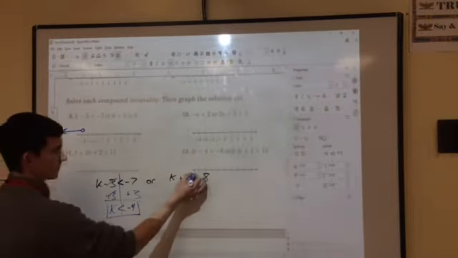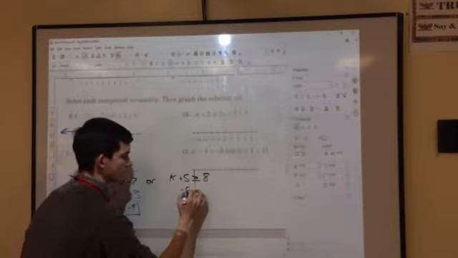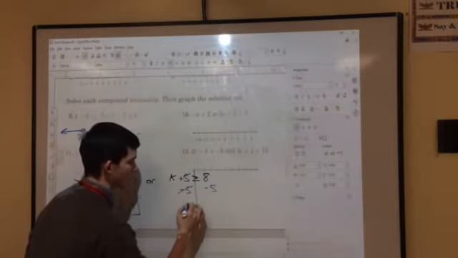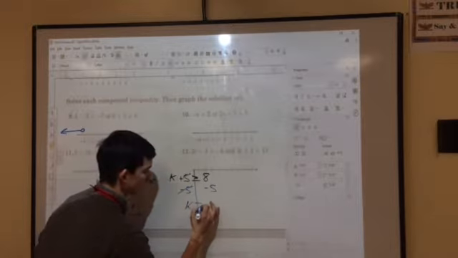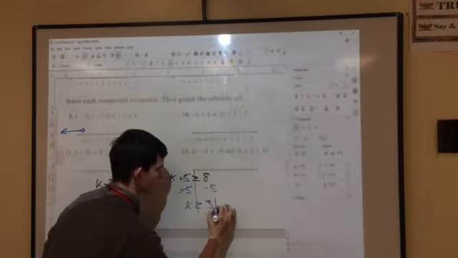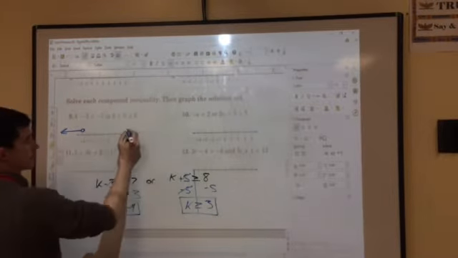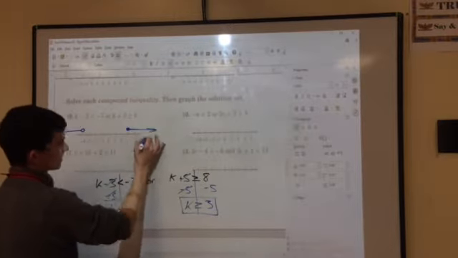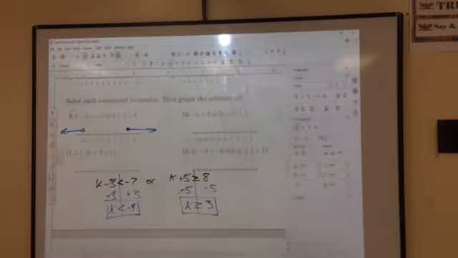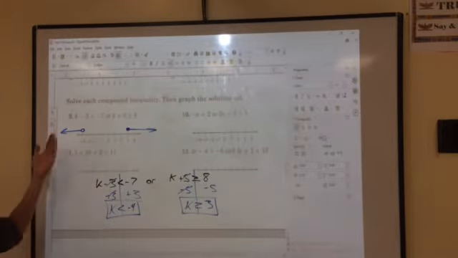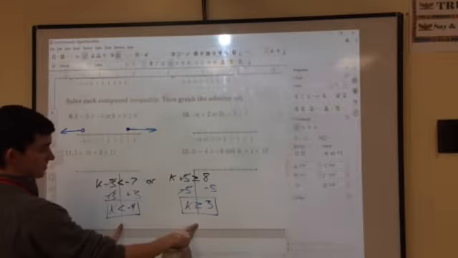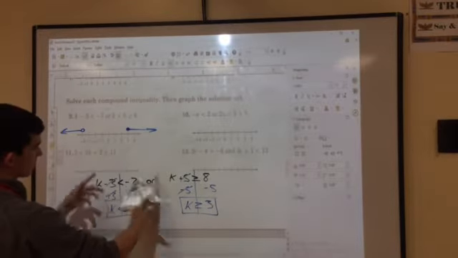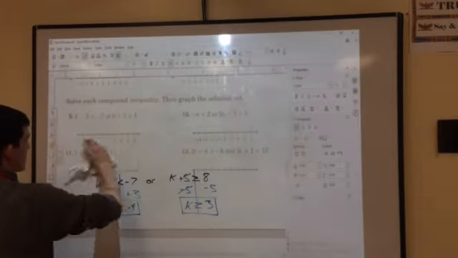Next one. Or, subtract 5, so you need to get k by itself. Or k is greater than or equal to 3. So that's a solid dot, greater than or equal to 3. So that's what number 9 would look like. With these compound inequalities, remember there's two limits. So you're just solving two things, but you're putting them both on one graph. That's all you're doing. All right?